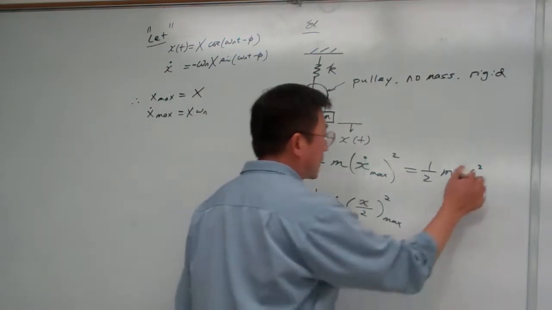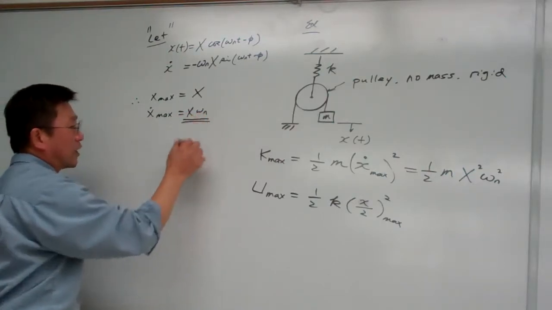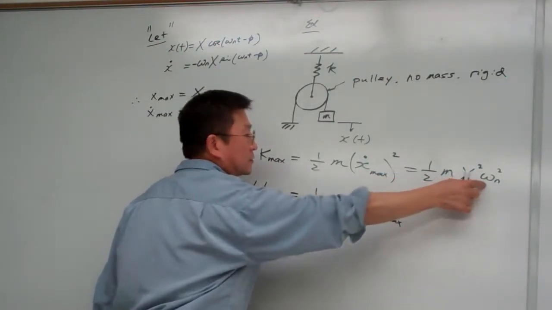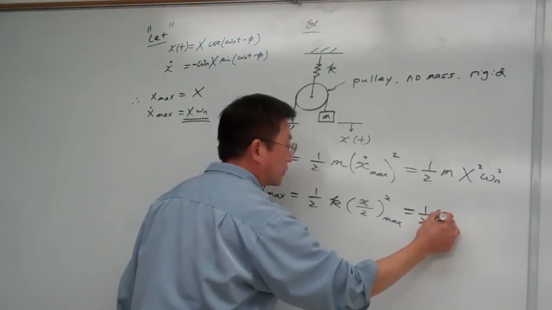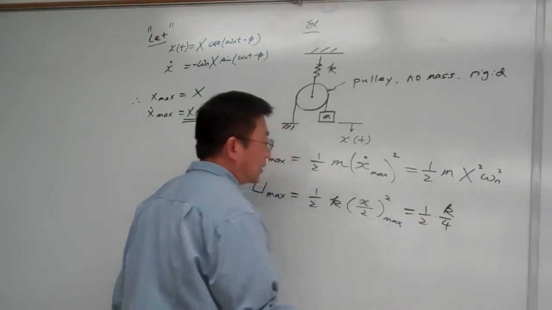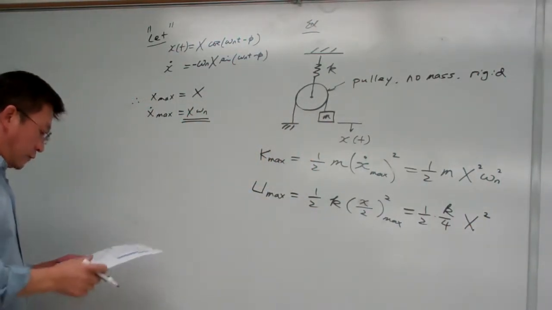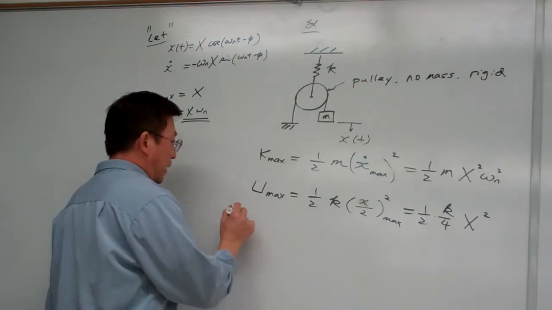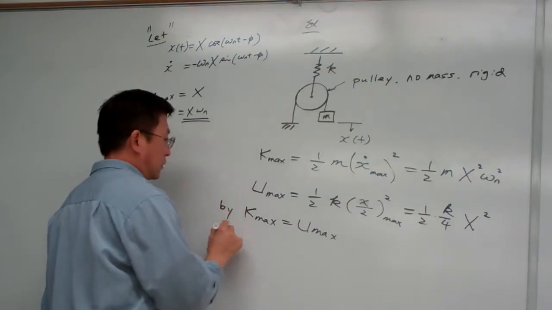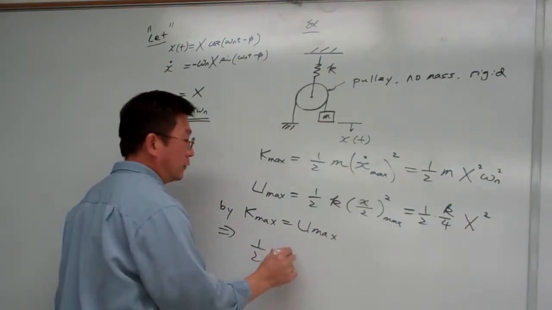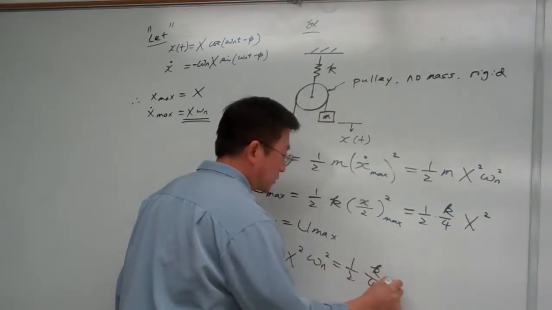Sorry, here I forgot. Seems I forgot one term, omega n squared, right? Because I need to plug in there. So here, for this example, it is 1 times 4k, and the maximum we plug in is x squared. Okay. So therefore, by plugging in here, with K max equal to U max, then we have 1/2 m X squared omega n squared equal to 1/2 k over 4 X squared.